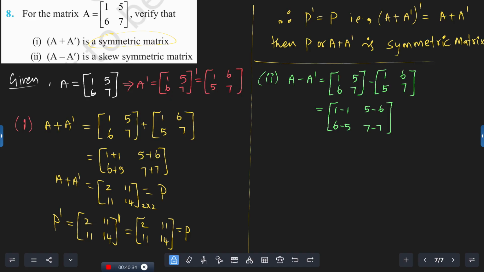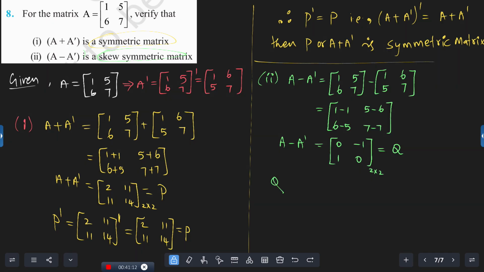So when you subtract, what I am getting, children, is 1 minus 1, 0, 5 minus 6, minus 1, here 1, here 0. This is my answer for A minus A dash, which is 2 by 2. I am taking A minus A dash as matrix Q. What they asked to show is that A minus A dash should come as skew symmetric, meaning when you take transpose, you should get minus Q. Shall we check? That is the concept.